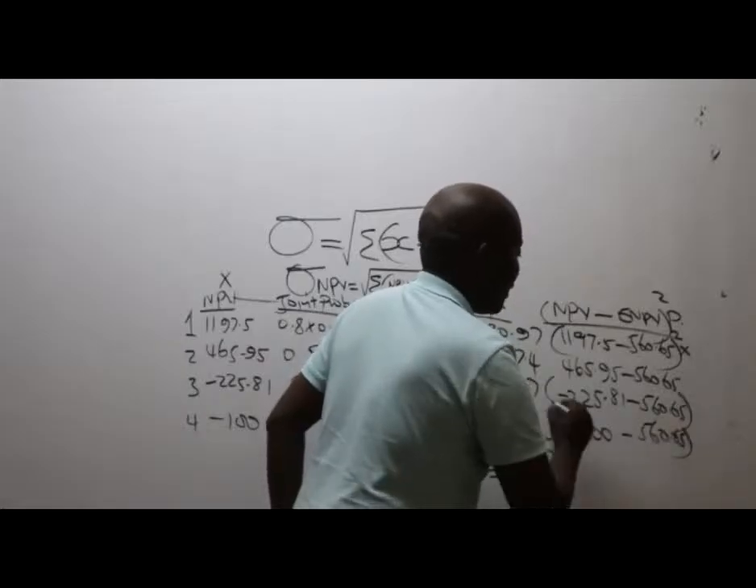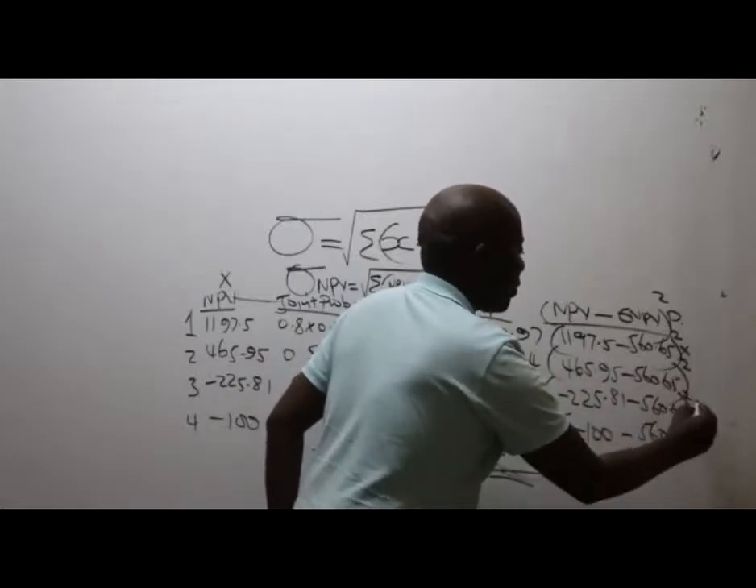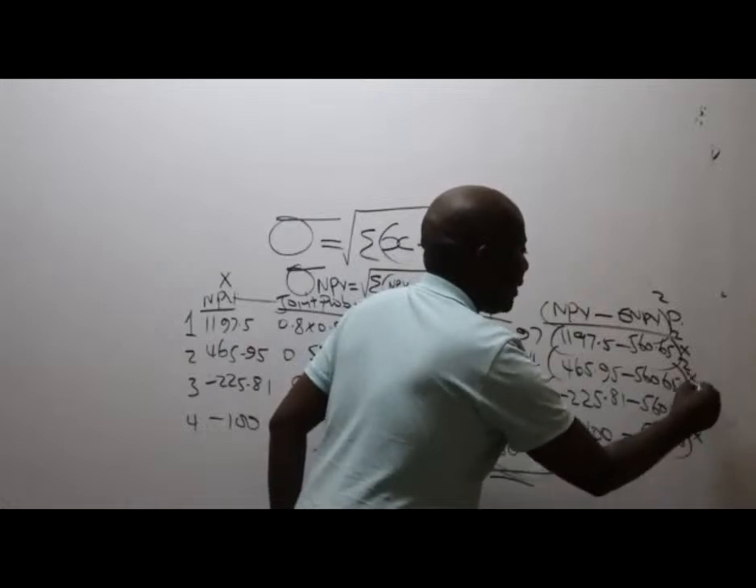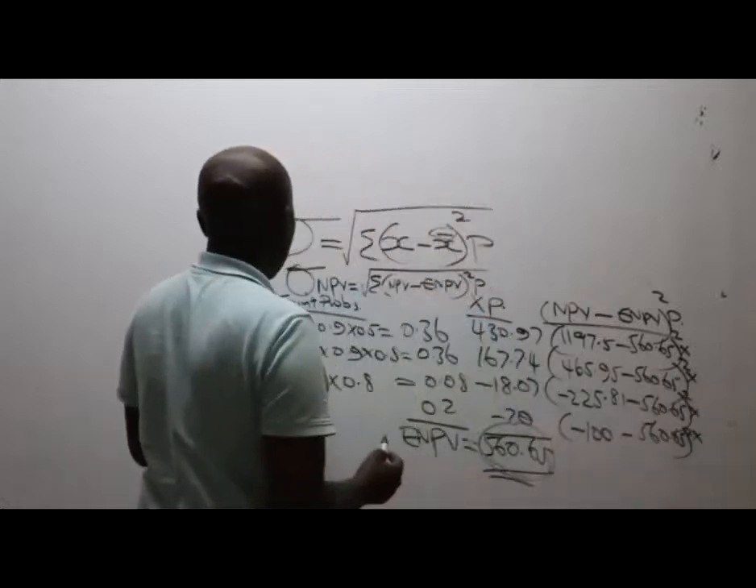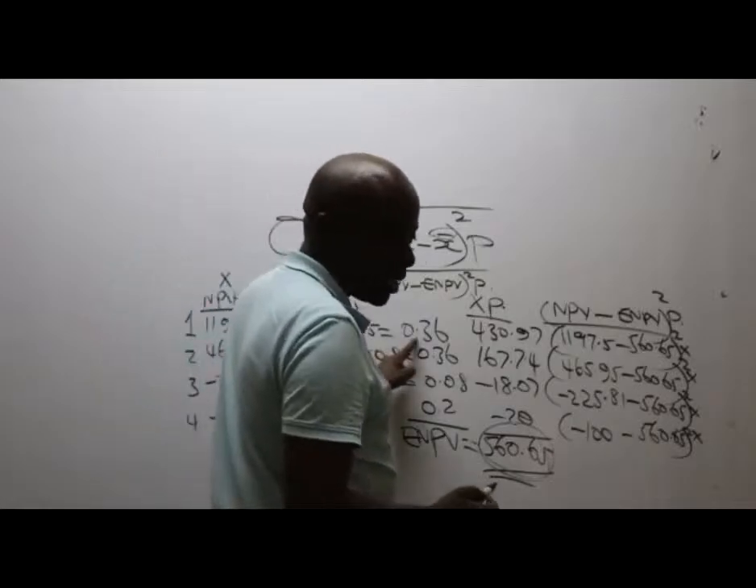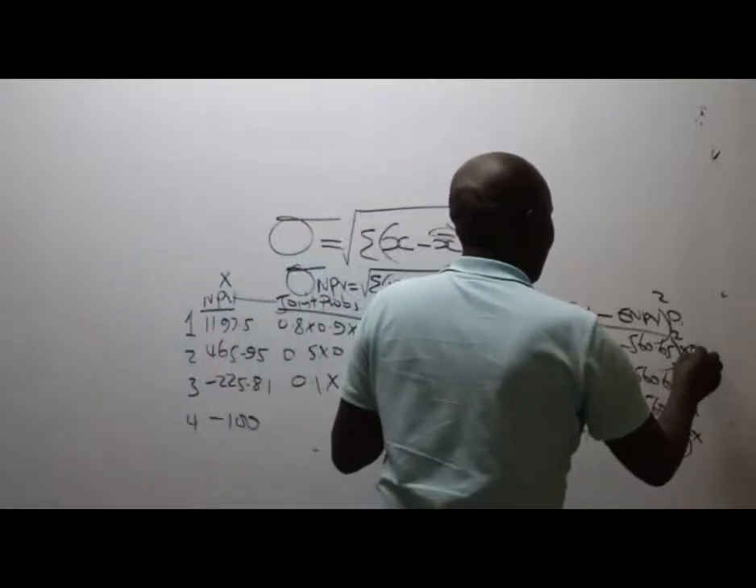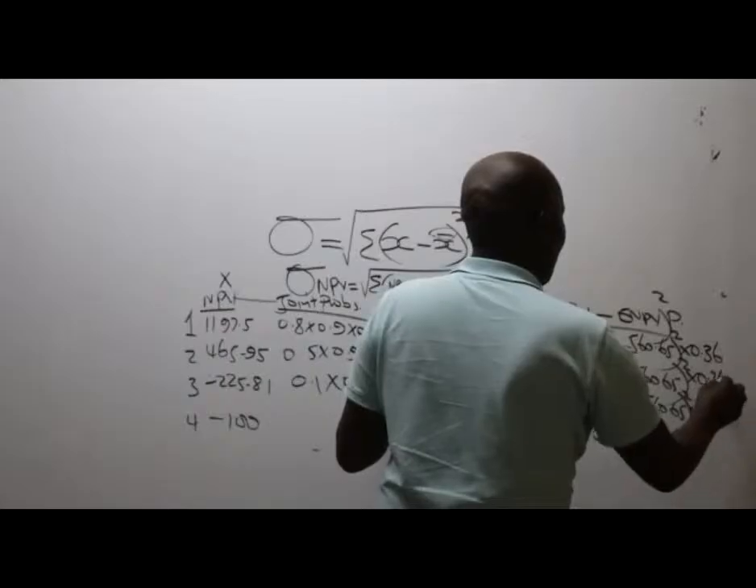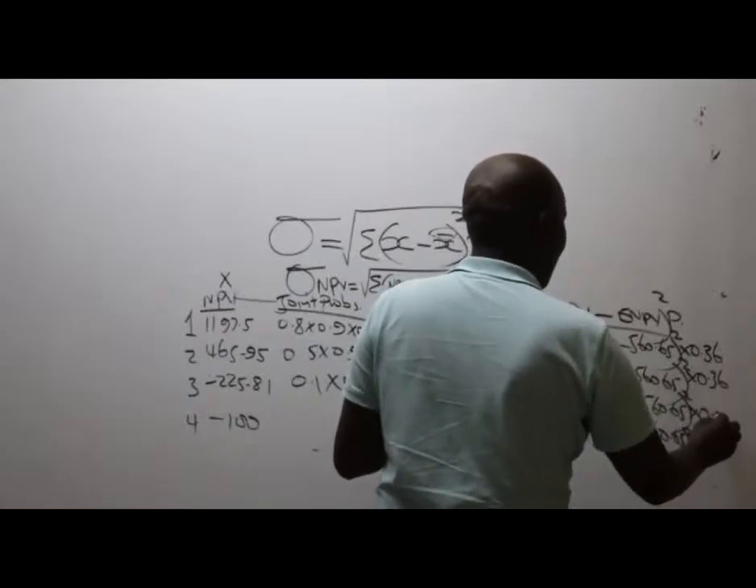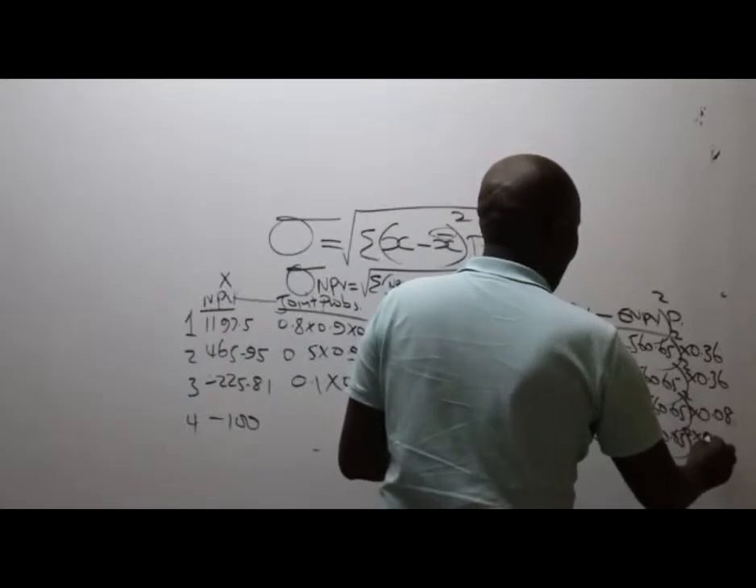You square, times the probabilities. The probabilities have been given. You remember the joint probabilities, these ones here: 0.36, 0.36, 0.36, 0.08, 0.2.